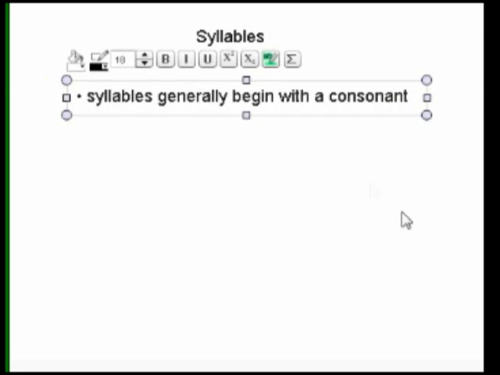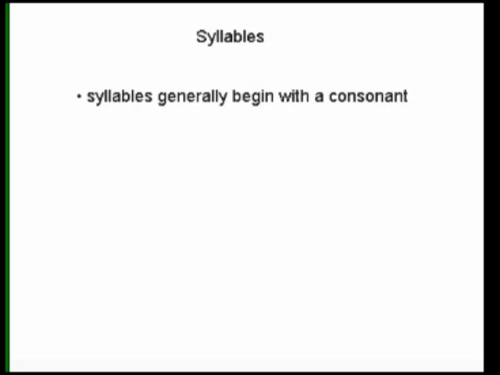There are a few nitpicky little rules, but we're not particularly concerned with those right now. Let's look at the big picture. The most important thing that we need to know is that typically syllables begin with a consonant. Let's look at an example.